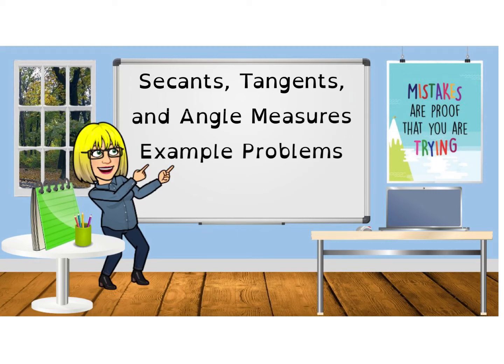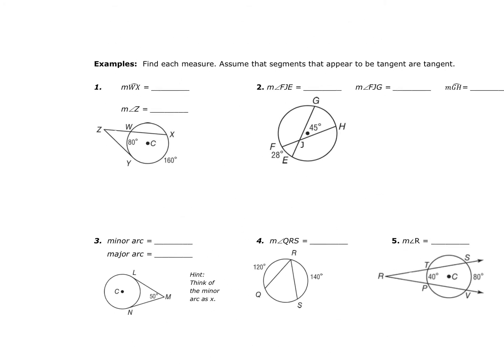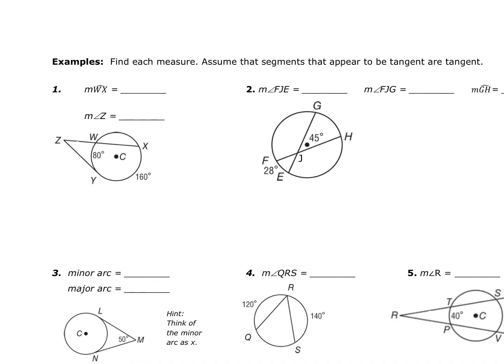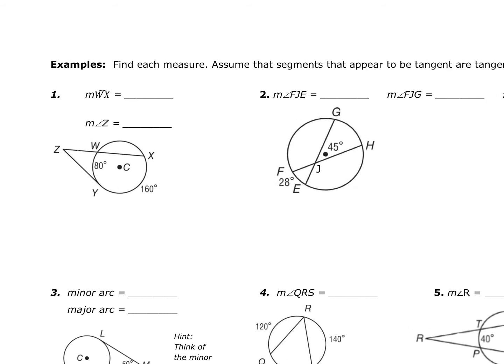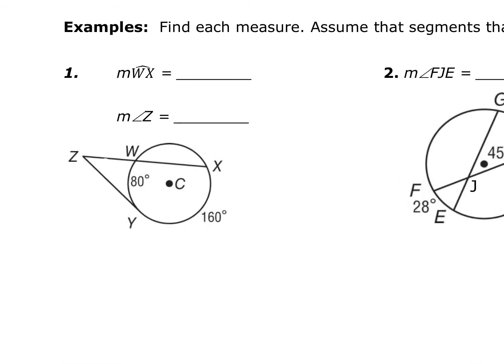Welcome back to the video for secant, tangents, and angle measures example problems. All right, we're going to find each measure, and if we have segments that appear to be tangent, we are going to assume they are tangent. So let's look at number 1.